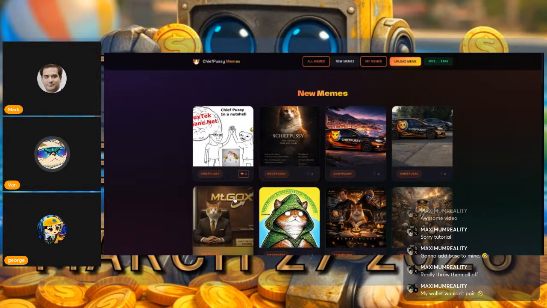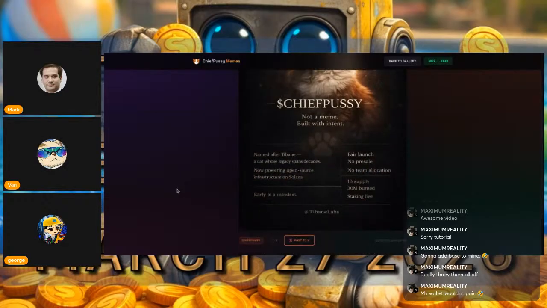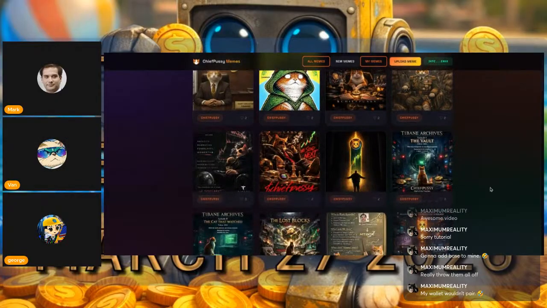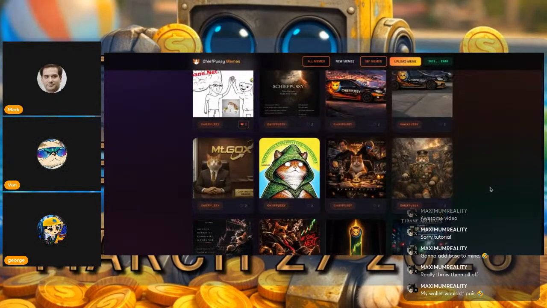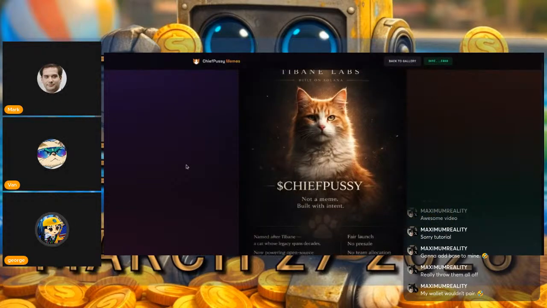What do you think, George? What are you seeing off the rip? Are you able to look? I was gonna say I like the Lord of the Rings style one. This one right here? Which one? The one you guys just had up. It kind of looks like a Lord of the Rings cover. Yeah, a bit. Yep. Yeah, that one's pretty good.